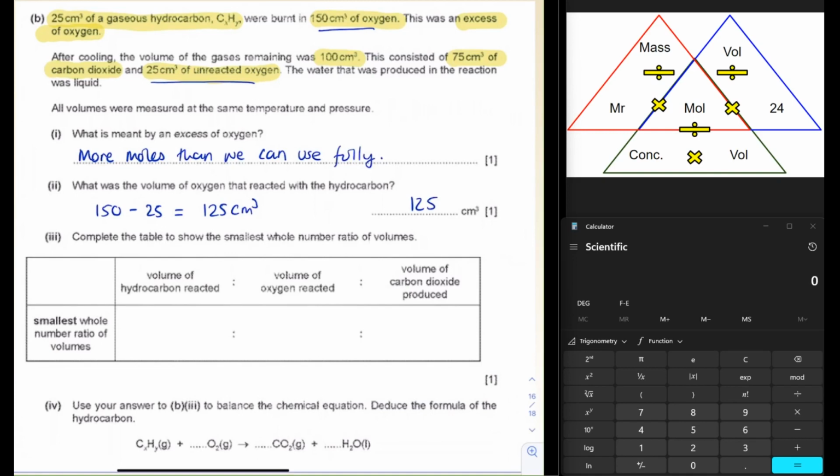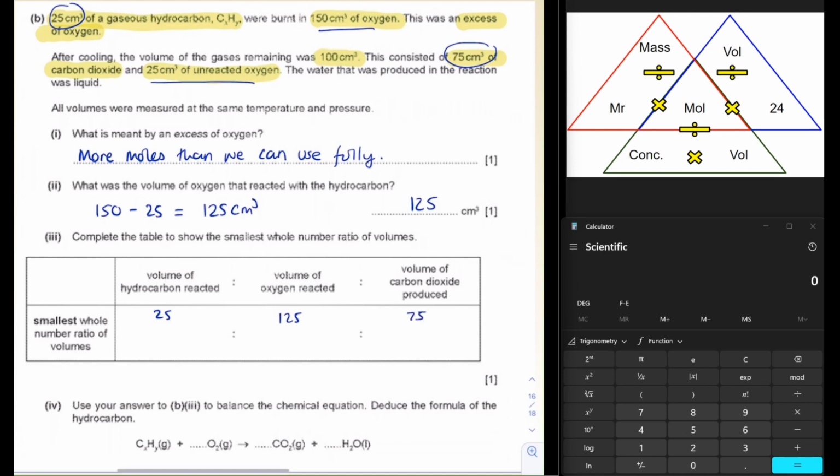Complete the table to show the smallest whole number ratio of the volumes. Well, for this, what we need to do is work out how much gas we used in the whole thing. So it's telling us we had 25 centimeters cubed of the hydrocarbon. We know that we had 125 centimeters cubed of the oxygen that we used, and it told us that we had 75 centimeters cubed of carbon dioxide produced.